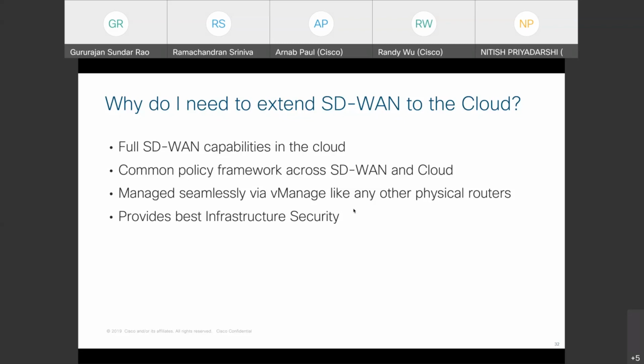Automation is another, and a single common policy framework would be used across SD-WAN and the cloud networks. You can also manage your WAN routers within the cloud environment from the vManage configurations, and visibility onto those routers would also be within vManage. You also get security, and end-to-end segmentation would be available from the SD-WAN routers in the cloud as well.